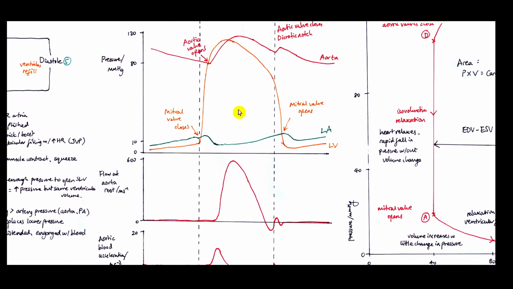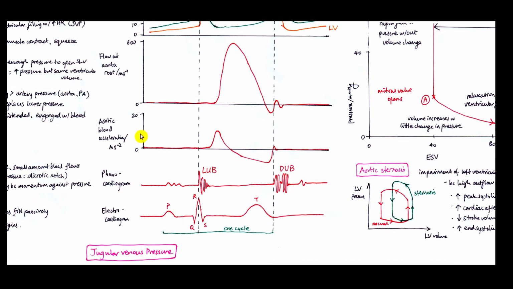So after the pressure increase, the aortic valve opens, allows all the blood through. So you can see the flow at the aorta root is increasing dramatically through the aorta and the pulmonary arteries, and the pressure in the left ventricle is gradually decreasing, and nothing's really happening to the left atrium. That's relevant here, and the pressure in the aorta is increasing as well, obviously. And this aortic blood acceleration is sort of just like a differentiation of this curve, showing the acceleration of blood, so very high acceleration, and then after that it slows down and decelerates.